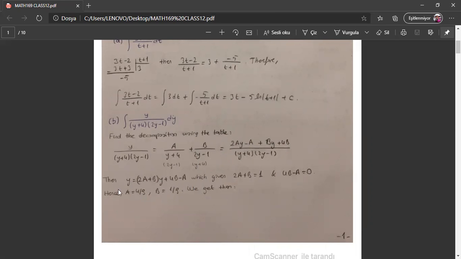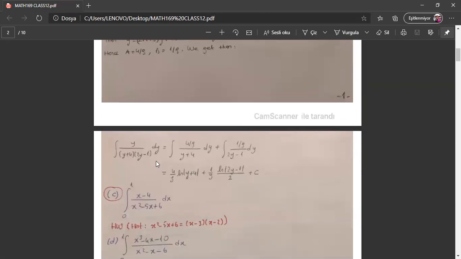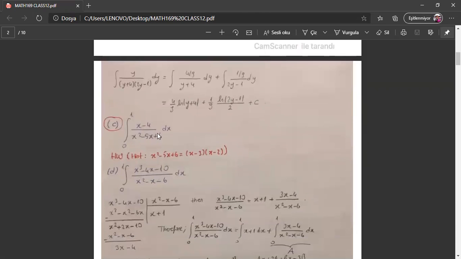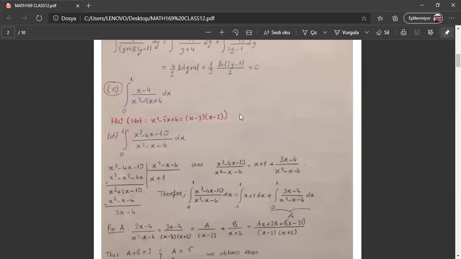Now we plug these constants in, so this is then 4/9 over y plus 4 plus 1/9 over 2y minus 1, as in here. So you know how to integrate them. We have this. This is homework. Here's a hint for you. Even if you don't have this hint, you need to solve that. It's so easy.